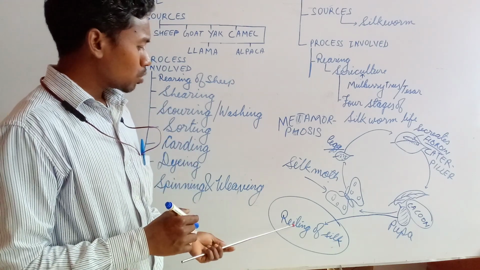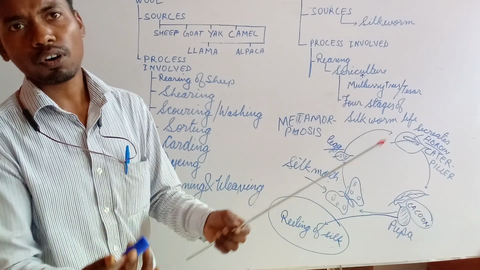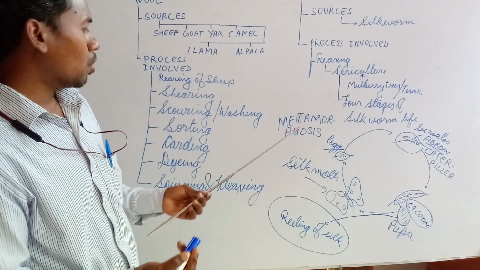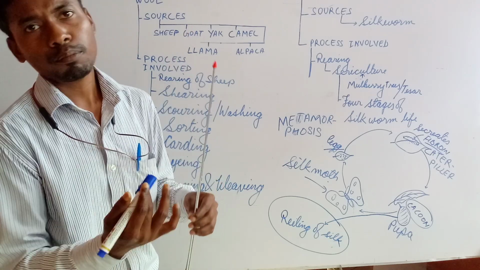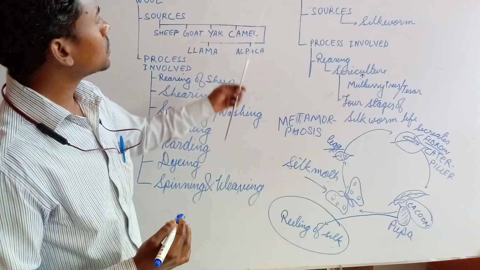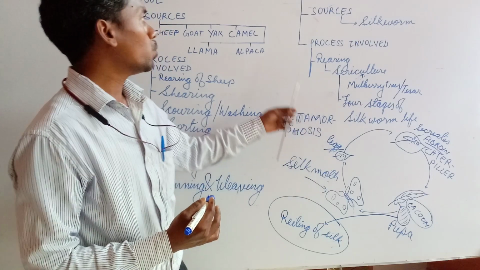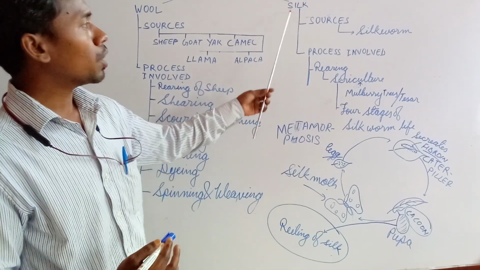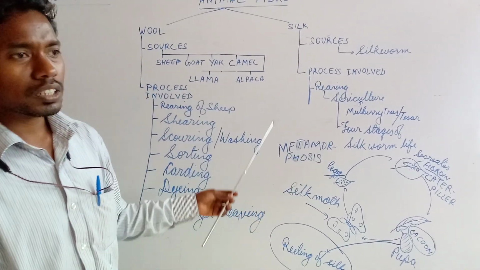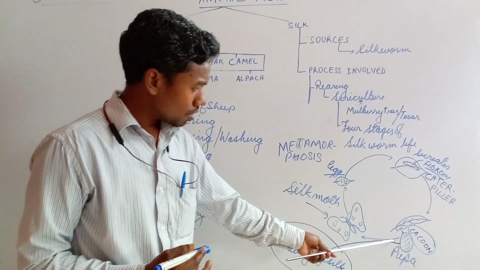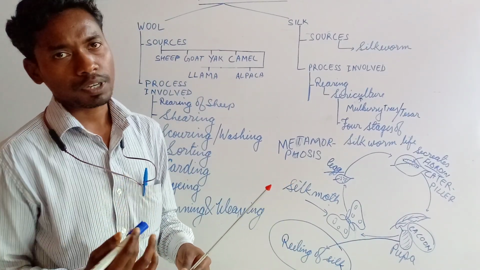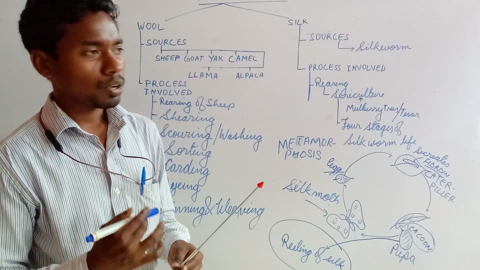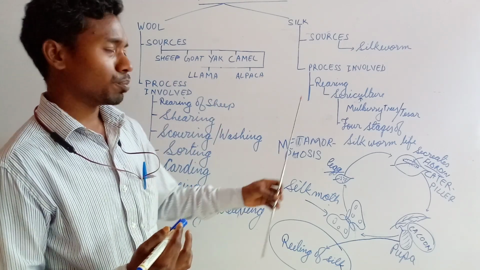After the silk is obtained, it is sent for dyeing, and then for spinning, and then for weaving. The same process. So this is the story of silk: how silk is obtained from the cocoon, and how it became fabric. So I wish that you study this chapter properly.